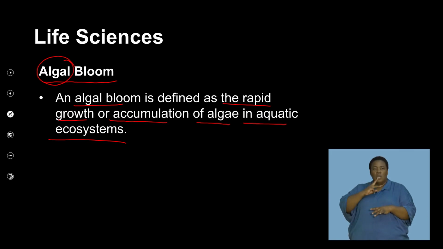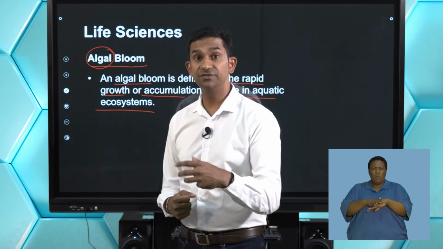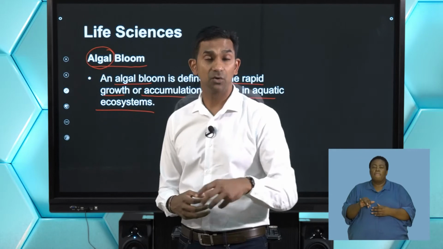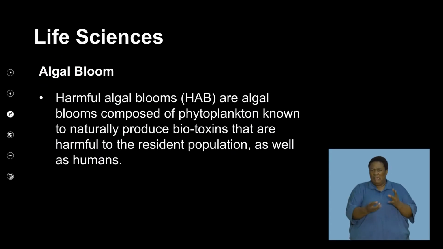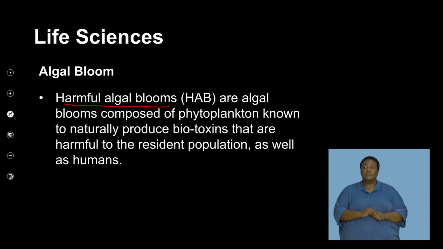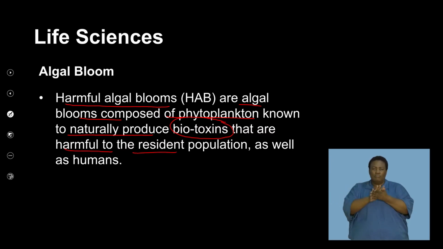However, there are certain factors that cause an increase in the growth of algae. And this growth is not always conducive to the living of other marine or aquatic organisms. So let's look at what an algal bloom is and try and understand the impact. Harmful algal blooms are algal blooms composed of phytoplankton, known to naturally produce biotoxins that are harmful to the resident population as well as humans.